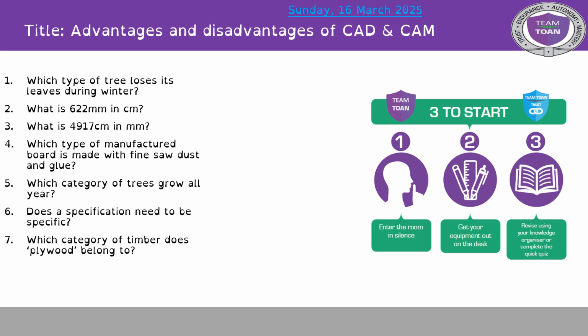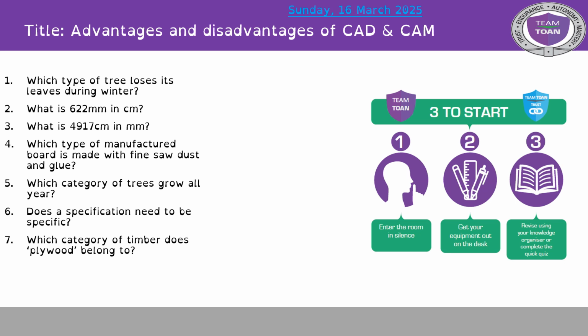So question number 1, which type of tree loses its leaves in winter? What is 622 millimeters in centimeters? What is 4,917 centimeters in millimeters? Which type of manufactured board is made with fine sawdust and glue? Which category of tree grows all year round? Does a specification need to be specific? And which category of timber does plywood belong to? Pause the video and answer the questions.